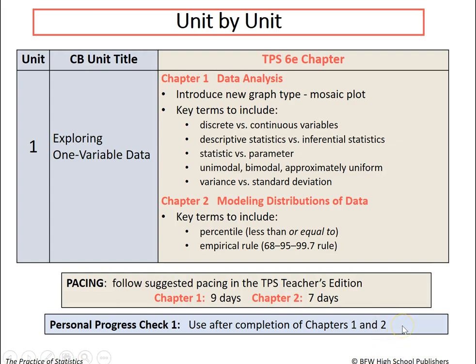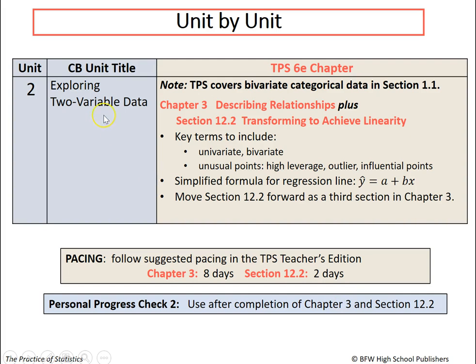You're safe using Personal Progress Check 1 with your students after they complete Chapters 1 and 2 of TPS 6. Unit 2 on Exploring Two Variable Data. One note, TPS has always covered bivariate categorical data or two variable categorical data in Section 1.1, so that we add a little more meat to this fairly familiar section to students. Also, Chapter 3, Describing Relationships, gets augmented by Section 2.2 on Transforming to Achieve Linearity in the course framework.